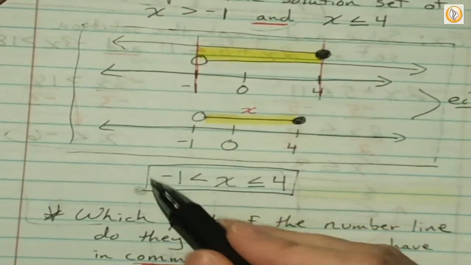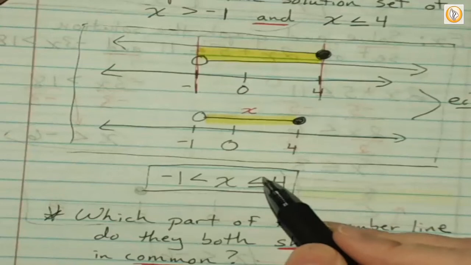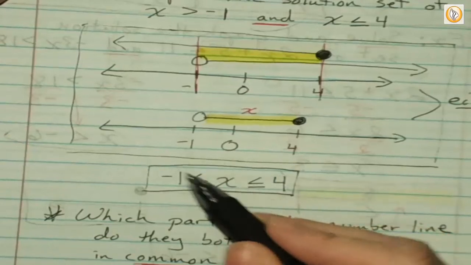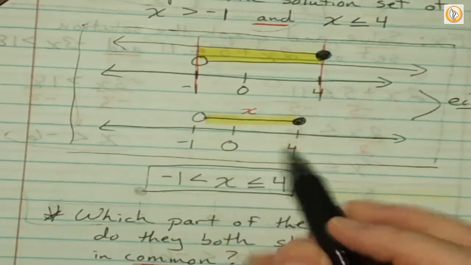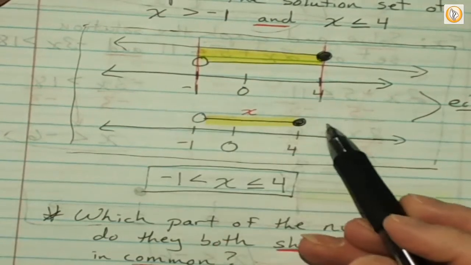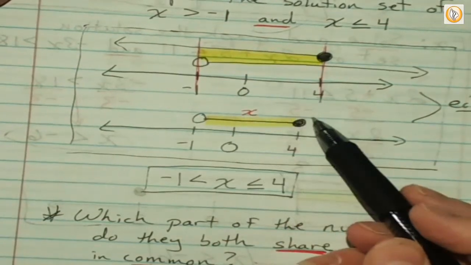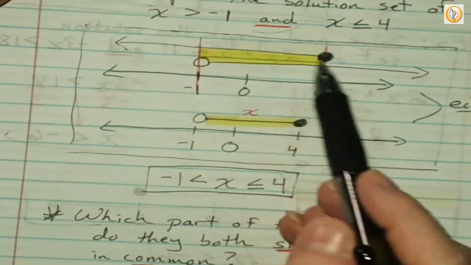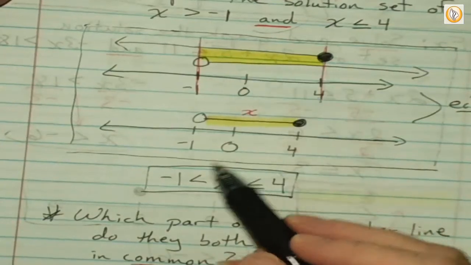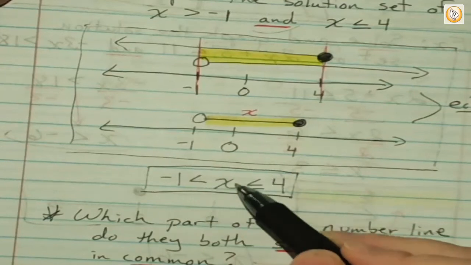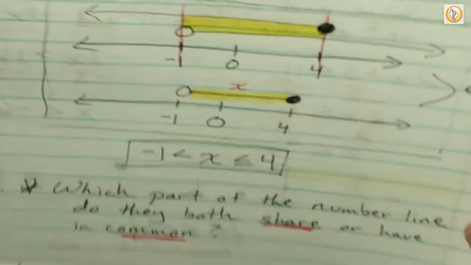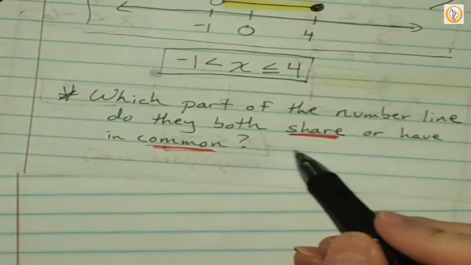This is how you would write the answer. If they didn't ask you to graph it, if they didn't say show the graph or graph it in your answer, then you would write this. You need to graph it first, and then whatever part that they share, you write it like this. You should have the notes on that. Again, which part of the number line do they share or have in common?